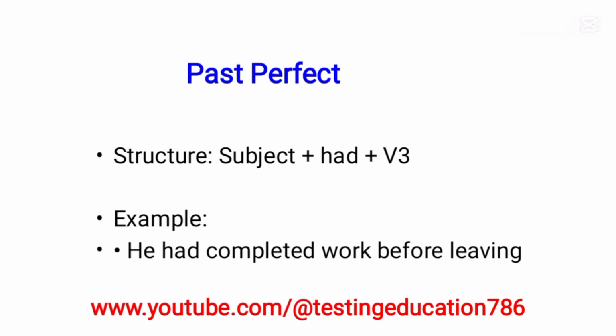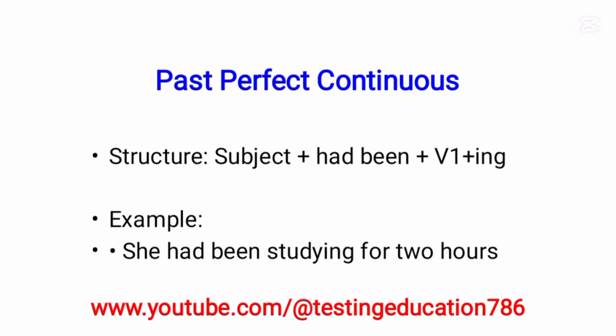Its fourth form is past perfect continuous. Past perfect continuous tense shows continuous action before another past event, or that began before a certain point in the past and continued up to that time. Its structure is subject plus had been plus first form of verb plus ing. For example, she had been studying for 2 hours.